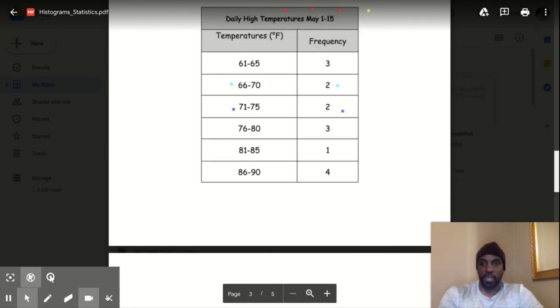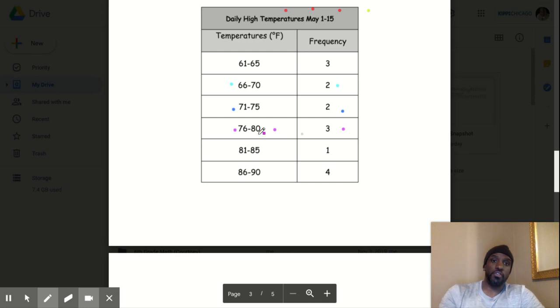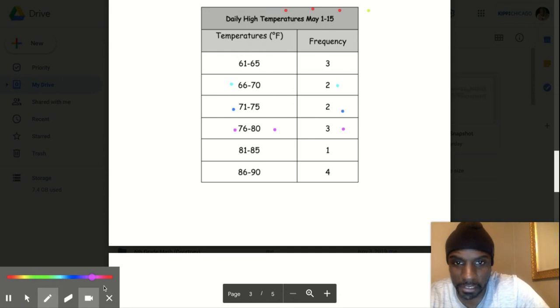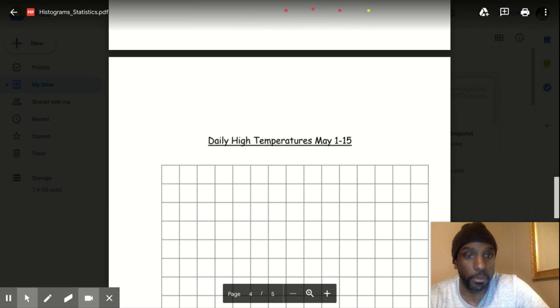The next range, I'm going to use the color purple. And it looks like it's going to be 76 through 80, okay? 76 through 80, and there are 3 days. So it looks like I'm going to have 3 days of 76 through 80, 1 day that had 81 through 85 degrees Fahrenheit, and 4 days of 86 through 90, okay? So 3, 1, and 4. Let's go back down here. Remember that, 3, 1, and 4.